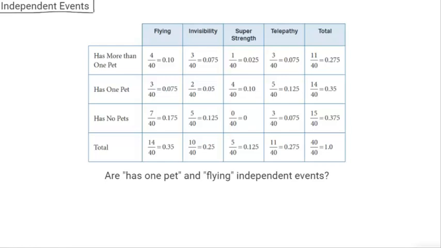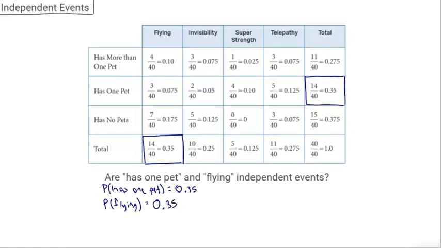So now we can look at a similar example using a contingency table. Once again, we need to prove that the probability of has one pet and flying is equal to the probability of has one pet times flying. We'll start by using the table to get the probabilities of each event separately. So to find the probability of has one pet, we get the total from that row. And to get the probability of flying, we just get the total from that column.